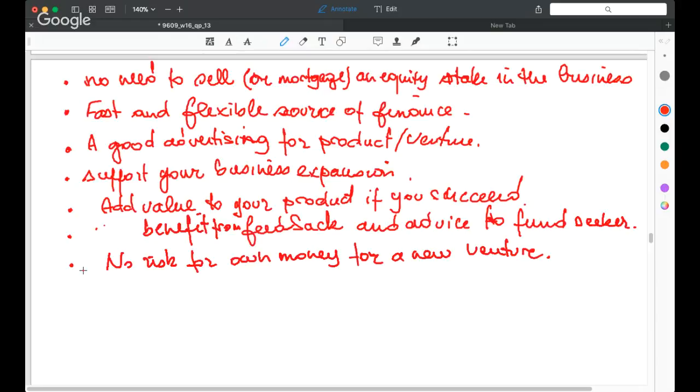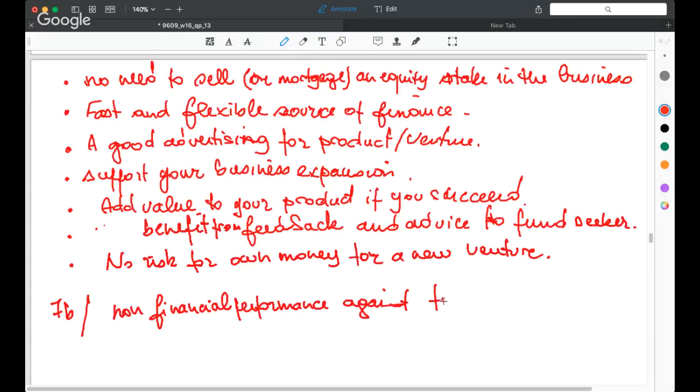So the next question is: discuss the view that non-financial measures of business performance may be as important as financial measures of business performance. So basically it's non-financial performance against financial performance of a business.